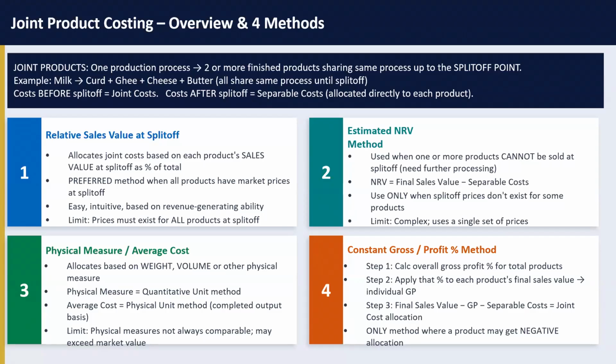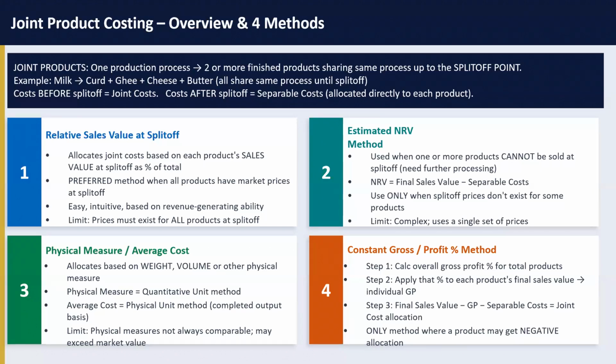Then comes the constant gross profit method. So what happens here? In this method, first we calculate what is our gross profit from this entire joint production process. Suppose your joint cost is 1 lakh and the revenue that you are getting from all the joint products is 2 lakhs. So now your cost is 1 lakh, the revenue that you are able to generate is 2 lakhs. So flat 50% gross profit you are generating. So that is found out first.